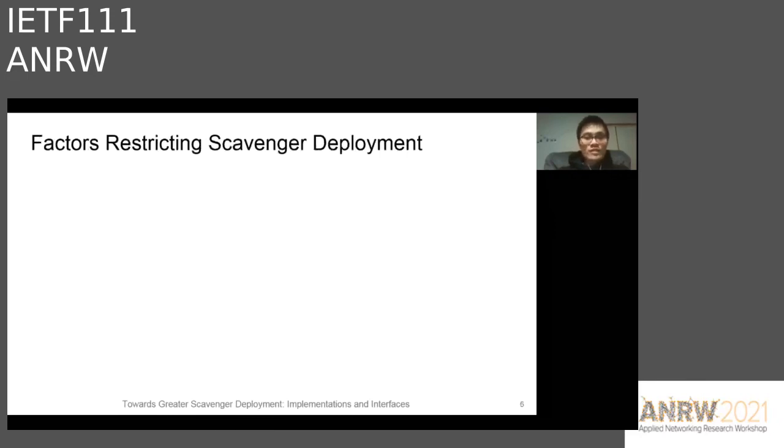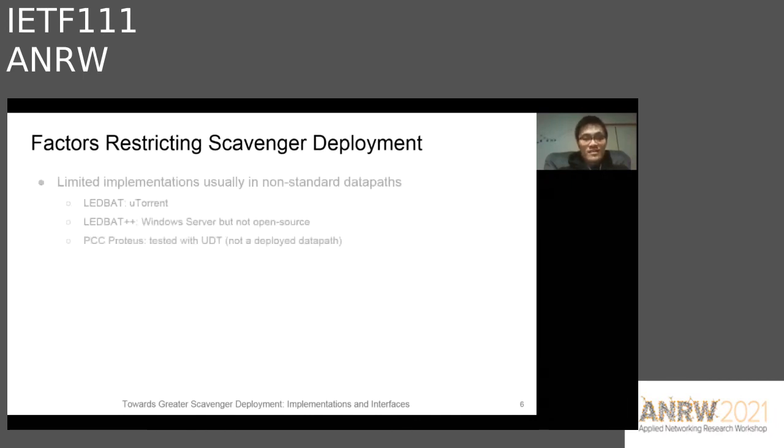However, several factors are restricting larger scale deployments of scavenger congestion control. From the perspective of implementation, the existing scavenger protocols have limited availability, especially in widely deployed transport data paths, such as Linux kernel and QUIC. To be detailed, the uTorrent implementation of LEDBAT is limited to the application itself. The LEDBAT++ implementation on Windows Server is not open source. Our PCC Proteus was previously tested with UDT, which is not even deployed in practice.